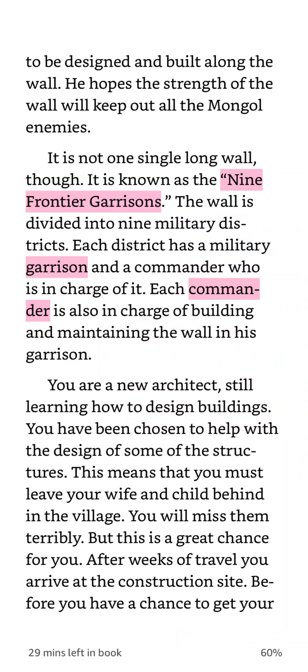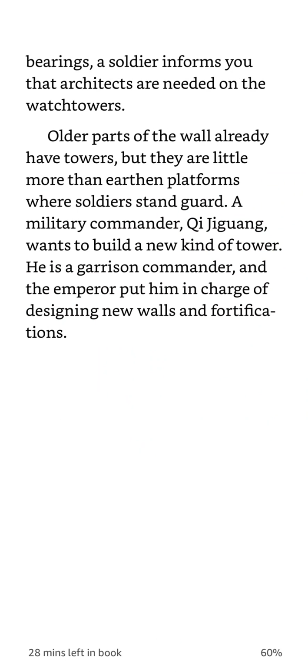After weeks of travel, you arrive at the construction site. Before you have a chance to get your bearings, a soldier informs you that architects are needed on the watchtowers. Older parts of the wall already have towers, but they are little more than earthen platforms where soldiers stand guard. A military commander, Qi Jiguang, wants to build a new kind of tower.